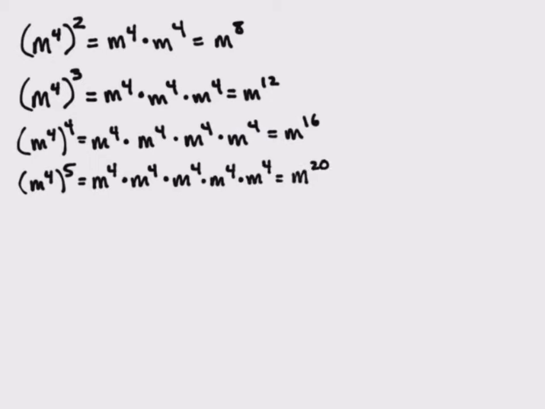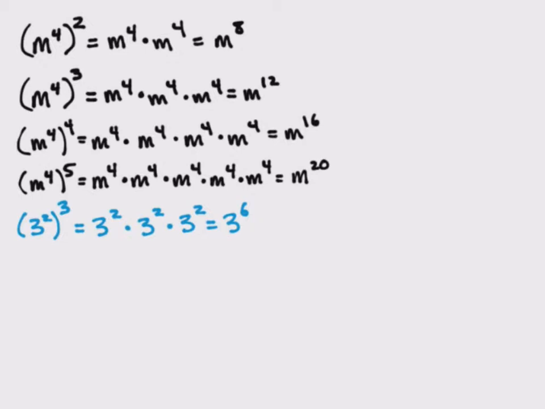Let's try another, this time with actual numbers. How about 3 to the 2nd power, all that raised to the 3rd? Again, we know what it means to raise something to the 3rd power. It means take whatever it is, in this case 3 to the 2nd, and multiply it by itself 3 times. And no surprise, we're going to end up with 3 to the 6th power.